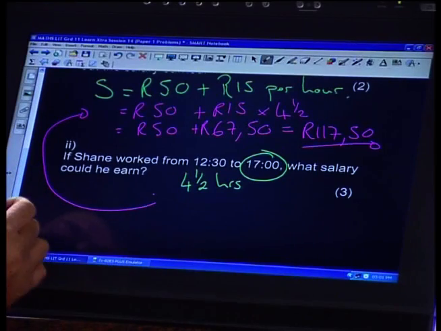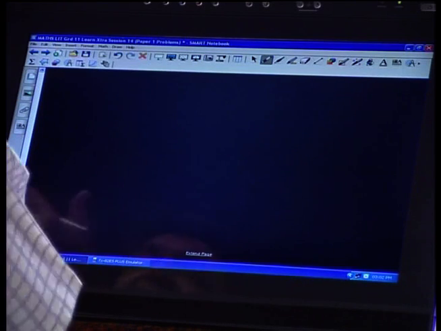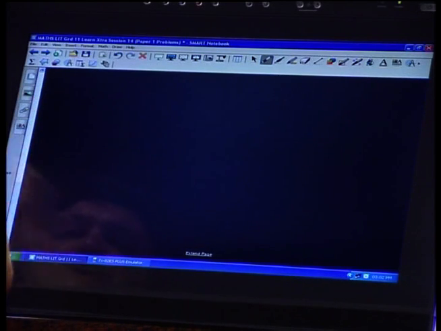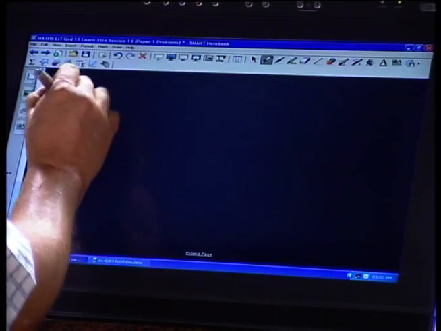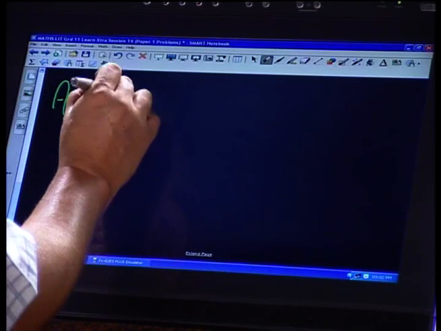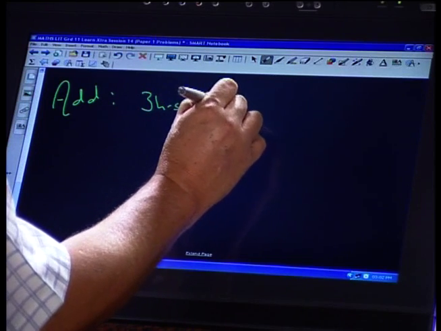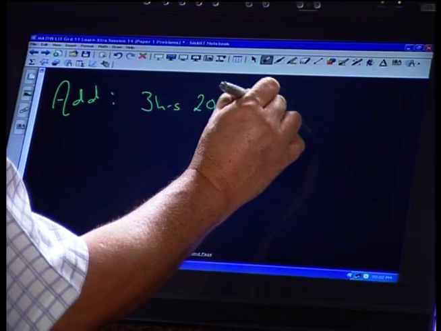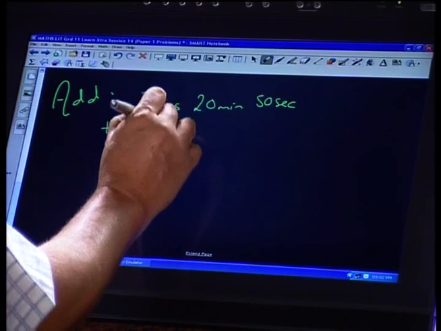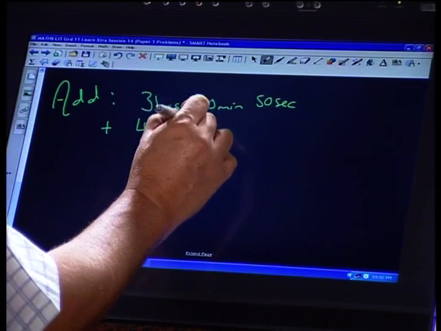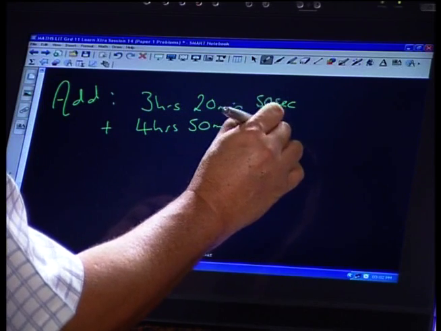Okay, I said I'm going to digress for a minute, and I just want to look at the following. Let's say I gave you this question. I said to you, I want you to add 3 hours, 20 minutes, and 50 seconds. To that, you must add 4 hours, 50 minutes, and 20 seconds.